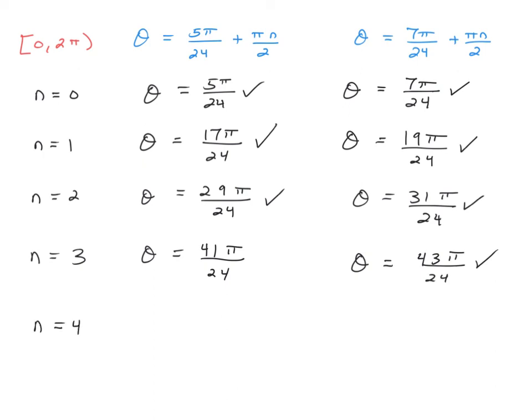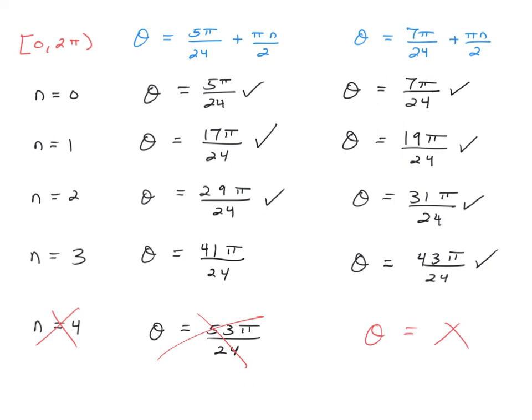Let's see. What about n is equal to 4? Okay, so this is going to be 5 pi over 24 plus, yeah, this is not going to work. I'll just write it out, but if I add this up, I get 5 pi over 24 plus 2 pi. Clearly we get 53 pi over 24. That's no good. I can't use that. It's too big. I certainly don't have to check the theta over here. It's only going to get bigger.